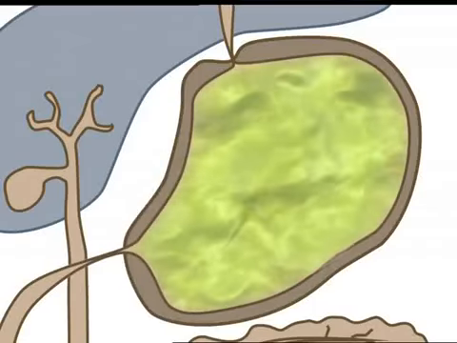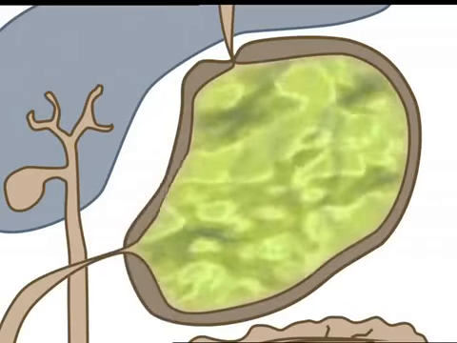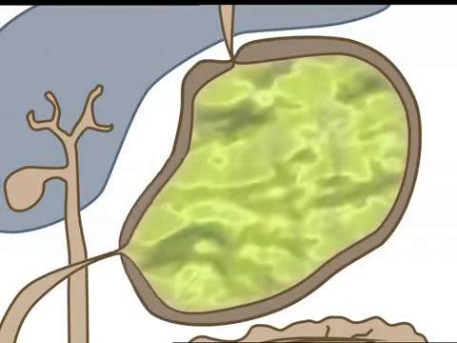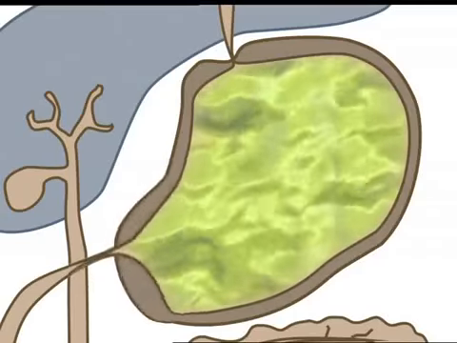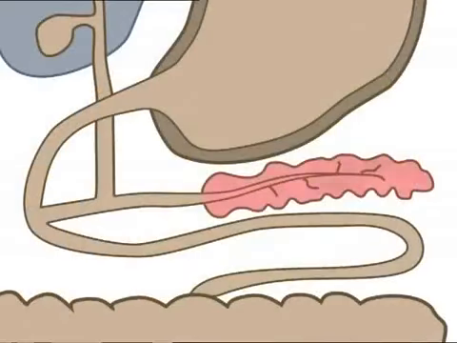Food spends 3 to 4 hours in your stomach. Once it's been turned into a liquid, it's released into the first part of the small intestine. Mixing with it is pancreatic juice released from the pancreas. This juice contains amylase, protease and lipase. Amylase completes the digestion of starch. Protease continues the digestion of protein.